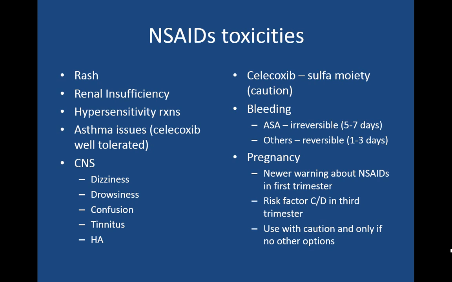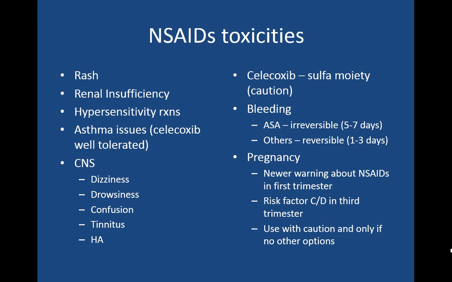I've listed all the NSAID toxicities, or well, not all of them, but some of them. Kind of an interesting fun fact: if you have somebody that has a true sulfa allergy, like really anaphylactic to sulfa, you might want to be careful with the COX-2 inhibitor, celecoxib, because it does have a sulfa moiety on it. So they could have a cross-reactivity there.